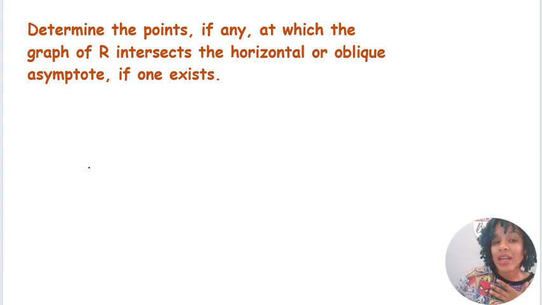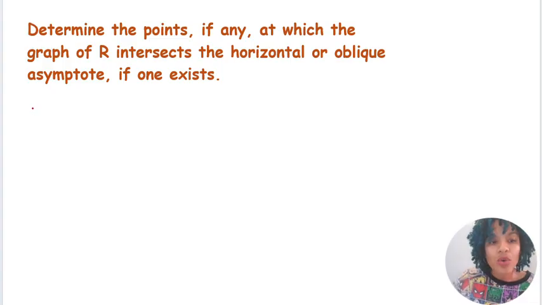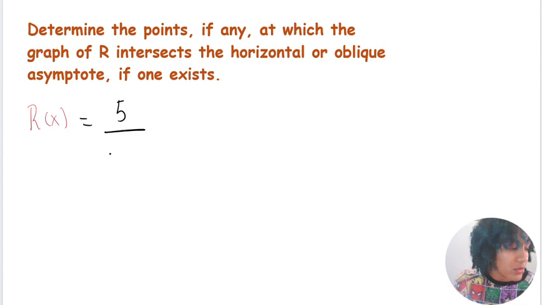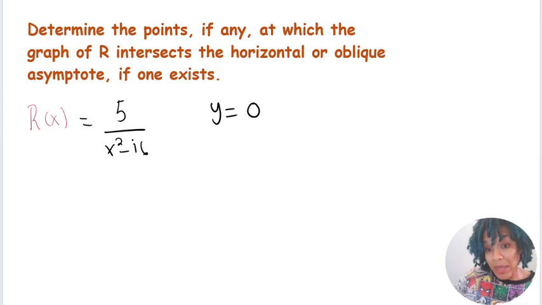Determine the point, if any, at which the graph of R intersects the horizontal or oblique asymptote. Our function is R of x equals 5 over x squared minus 16. We have a horizontal asymptote at y equals 0, so we need to determine if it intersects. Let's figure out when y is 0, what will be the x value? If we do get a point, then there's a point of intersection between the horizontal asymptote and this function. So I am simply going to substitute 0 for y, which is R of x.